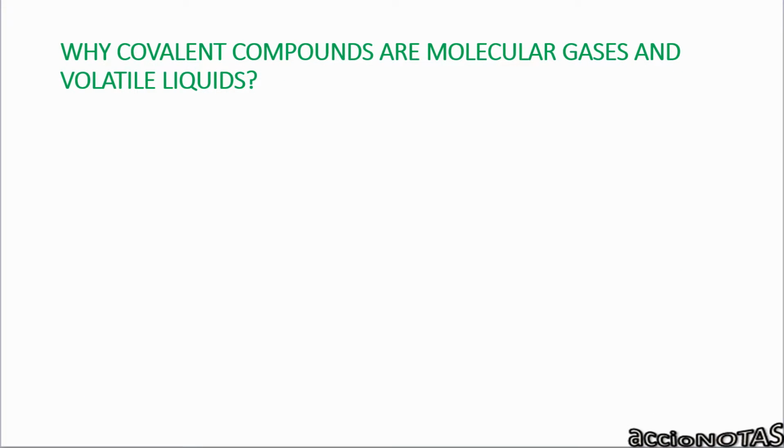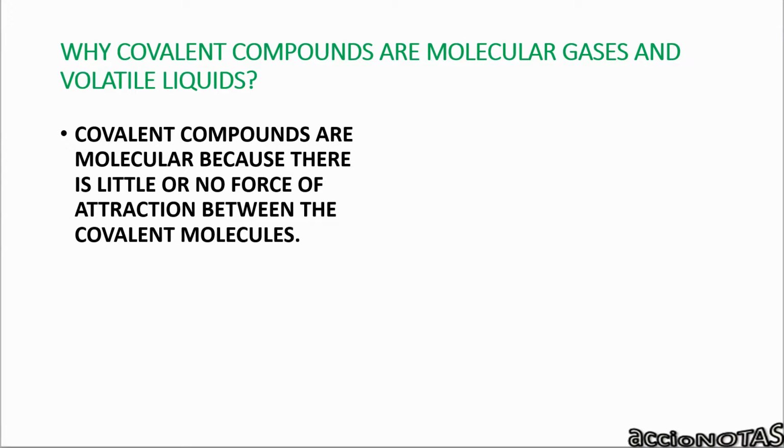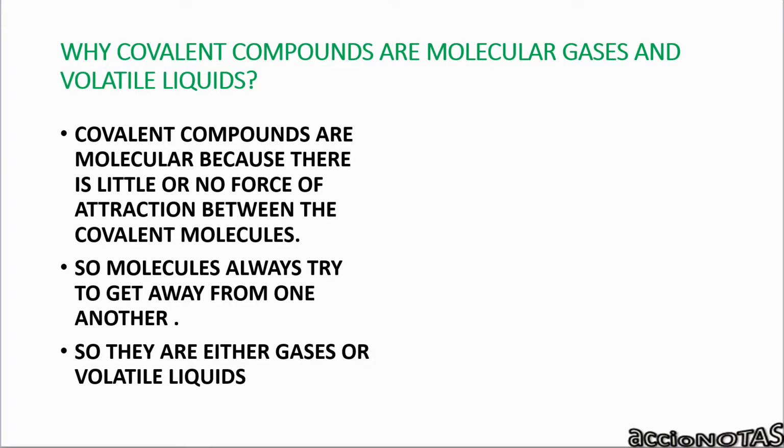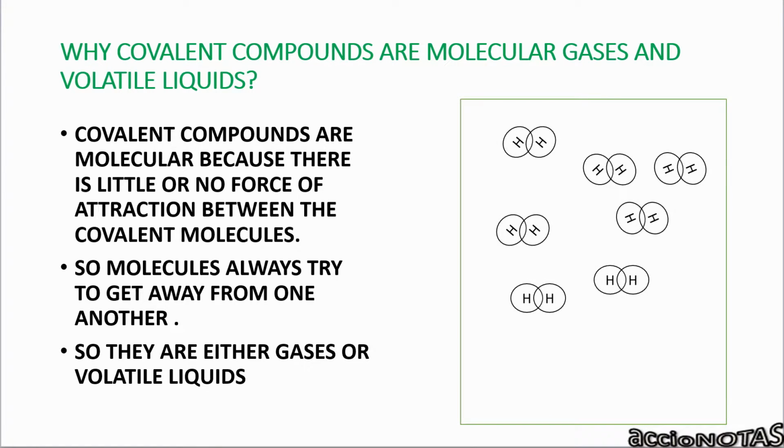Why are covalent compounds molecular gases and volatile liquids? Covalent compounds are molecular because there is little or no force of attraction between the covalent molecules. So molecules always try to get away from one another. So they are either gases or volatile liquids. In a container containing hydrogen gas, there is no force of attraction between the covalent hydrogen molecules.